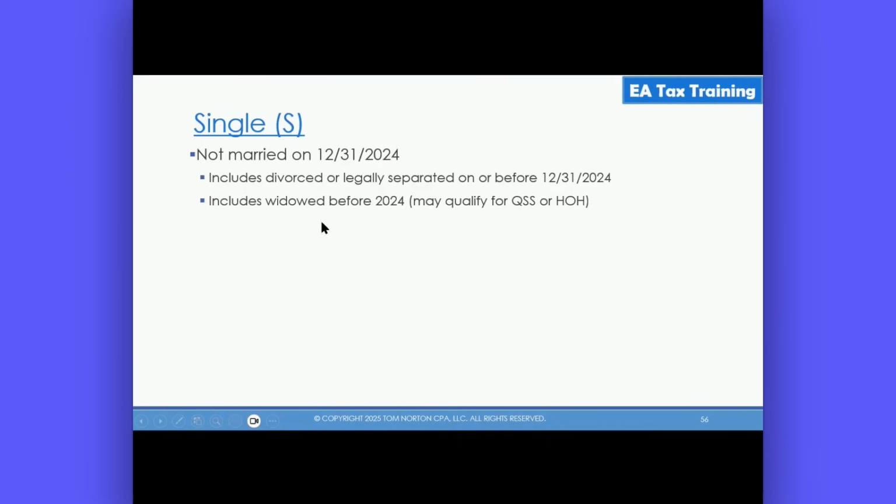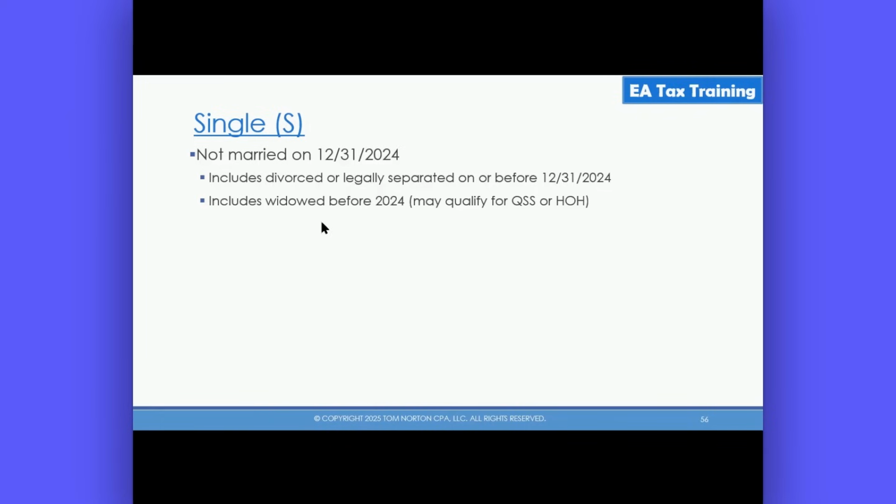Single. Single means you were not married on December 31st, 2024. So anytime we're talking about marital status, what counts is your status on December 31st of 2024. So you are single if you were not married as of December 31st, 2024. So you could have been married for all of 2024, but your divorce becomes final on December 31st of 2024. You are considered single for 2024.